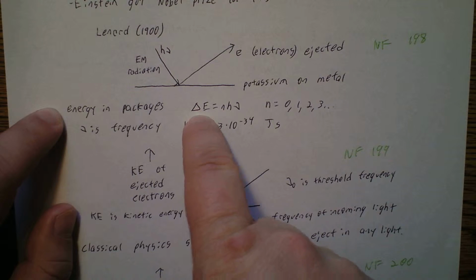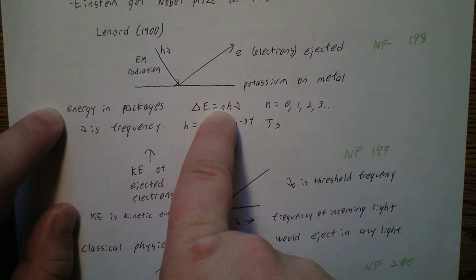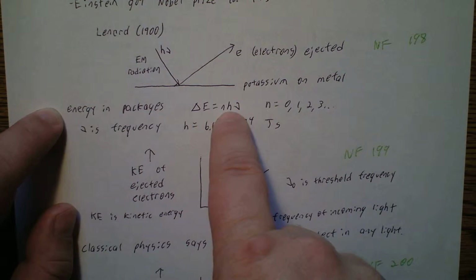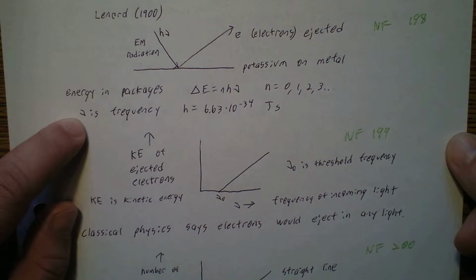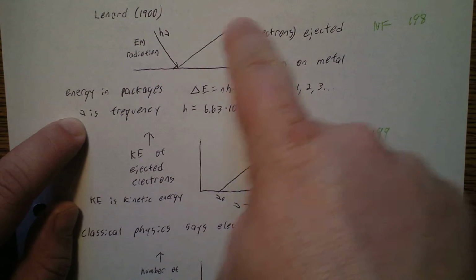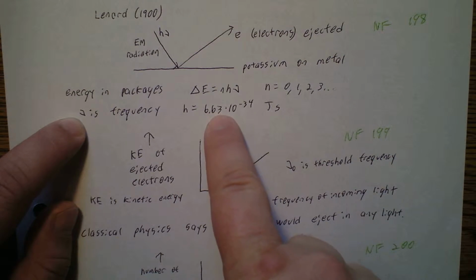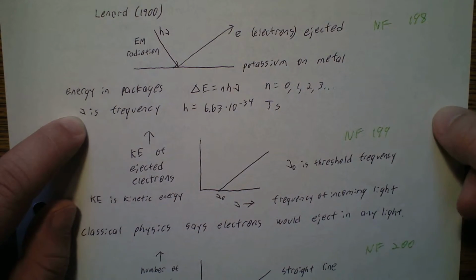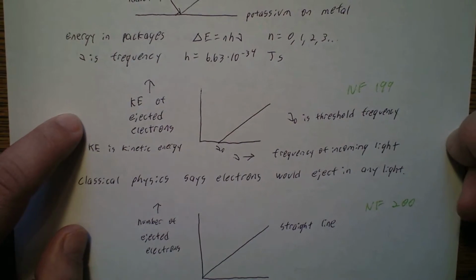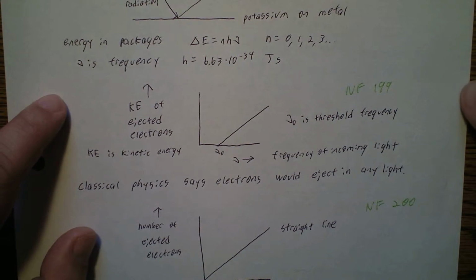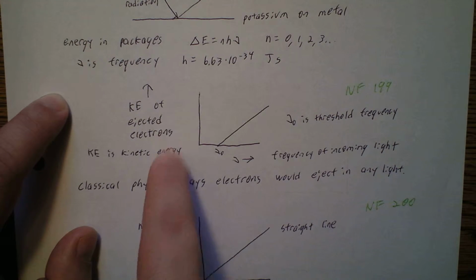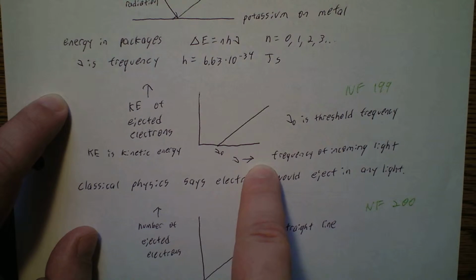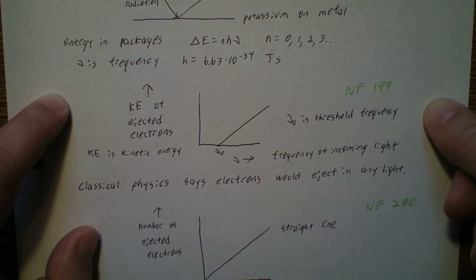The change in energy is going to be equal to n, the number 0, 1, 2, 3, etc., times h nu, where nu, of course, is the frequency of the light coming in. And h is 6.63 times 10 to the negative 34 joule seconds. Now let's talk about the kinetic energy of the ejected electrons. KE is kinetic energy, the vertical axis here, and the horizontal axis is the frequency of the incoming light.